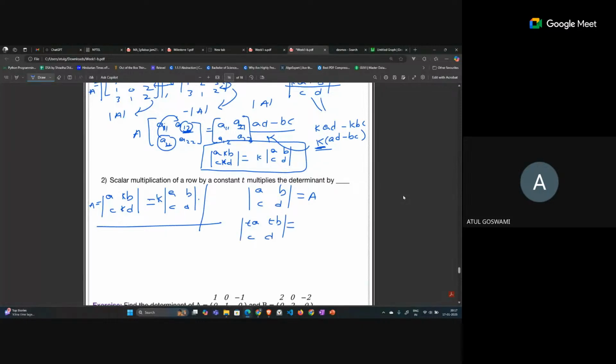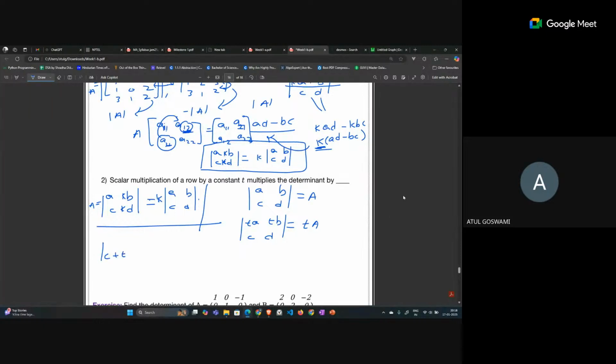Now what will be the determinant? T times of it. Now after multiplying the first row by T, we add it to the second row. So what matrix do I get?